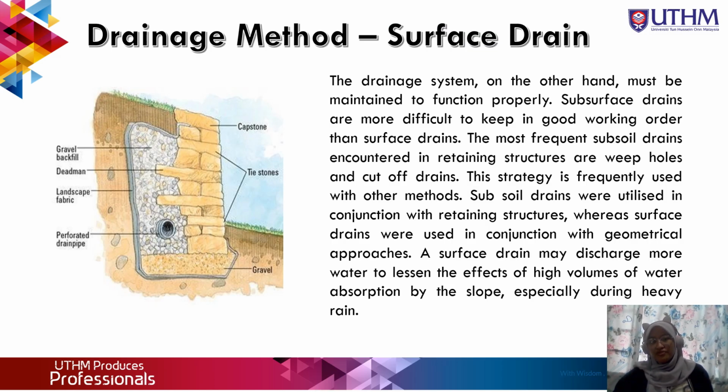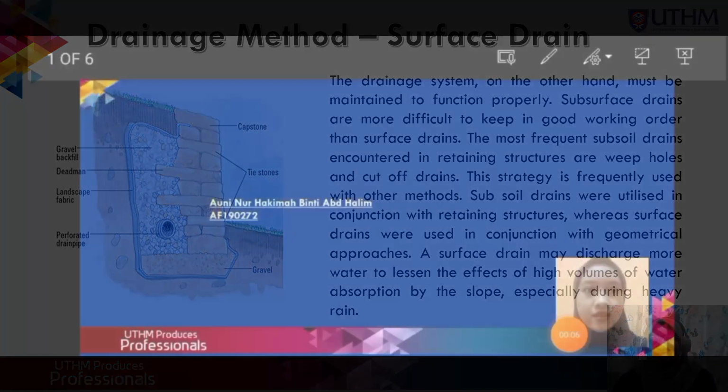Drainage method, we prefer surface drain. The drainage system, on the other hand, must be maintained to function properly. Subsurface drains are more difficult to keep in working order than surface drains. The most frequent subsoil drains encountered in retaining structure are weep holes and cut-off drains. This strategy is frequently used with other methods. Subsoil drains were utilized in conjunction with retaining structure whereas surface drains were used in conjunction with geometrical approach. A surface drain may discharge more water to lessen the effect of high volumes of water absorption by the slope, especially during heavy rain.